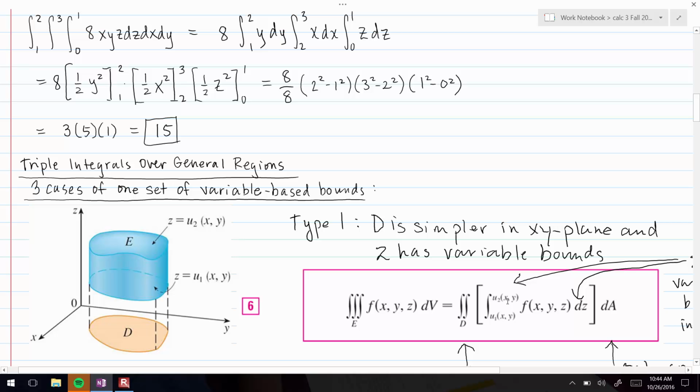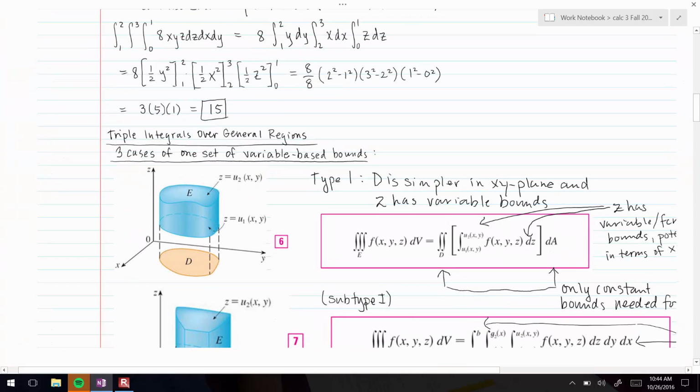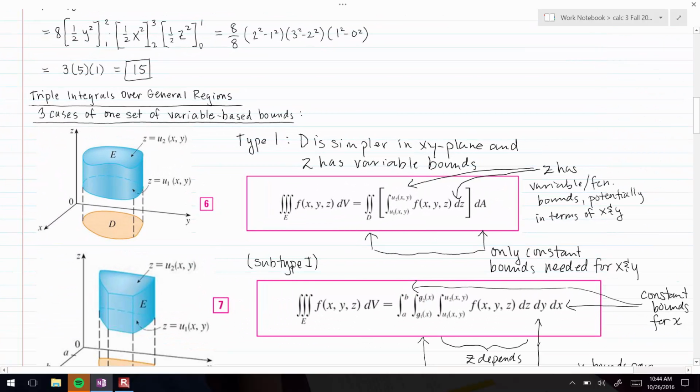I'm going to gloss over this really quickly. For the double integrals, we didn't go over the cases. Here, I had kind of contemplated not doing that, but I don't want to spend a lot of energy on this. Your book goes over type 1, type 2, and type 3. Type 1 has 2 subtypes of the type of triple integrals you can set up when you have variable bounds.